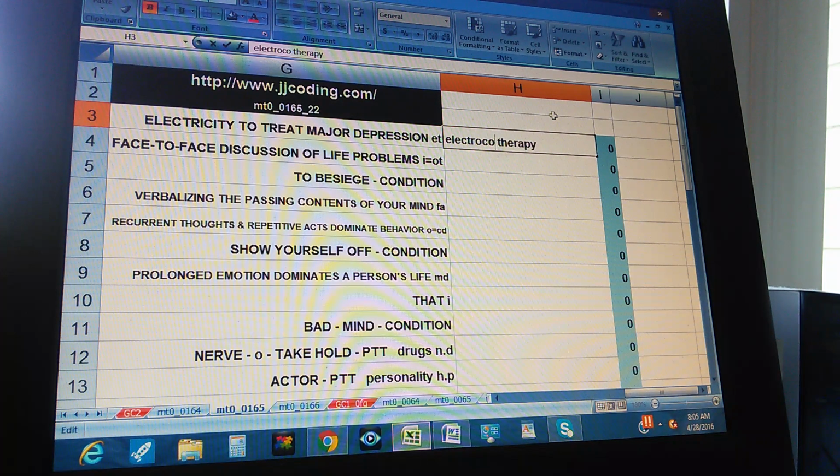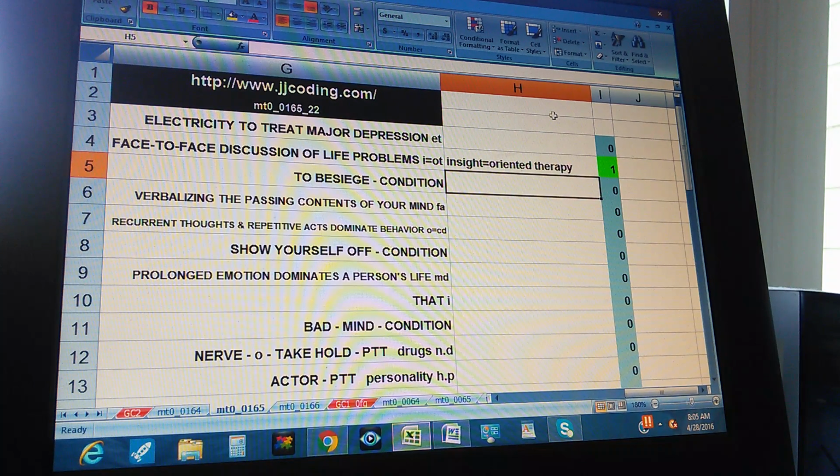Electricity to treat major depression. Can you take the point from the middle of the ET? In the middle here, there's a pyramid. Oh, right, a chariot. Thank you. Okay, electricity to treat major depression. Electroconvulsive therapy.